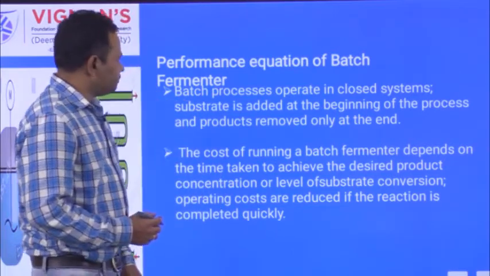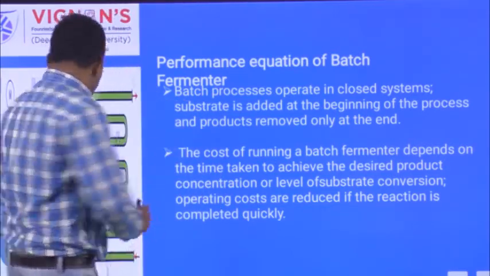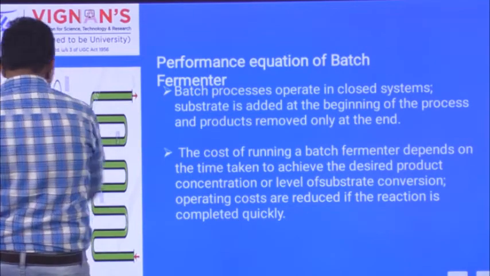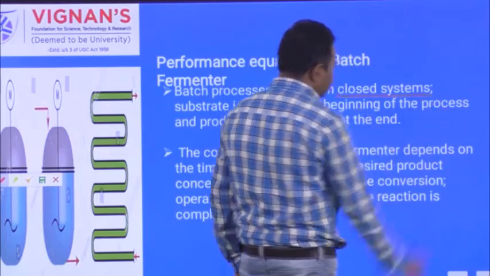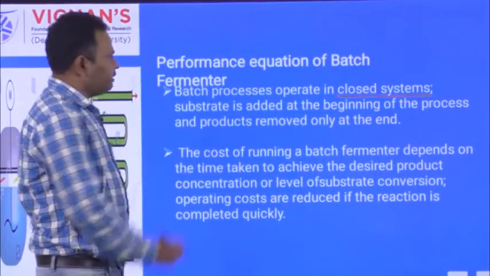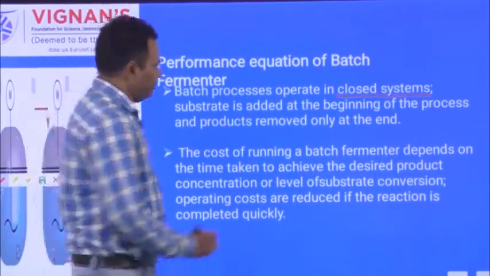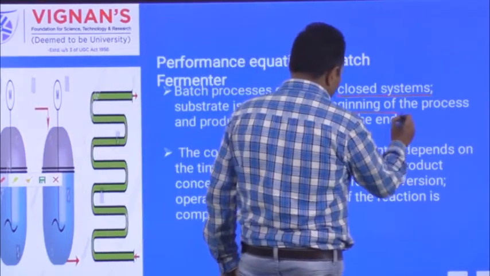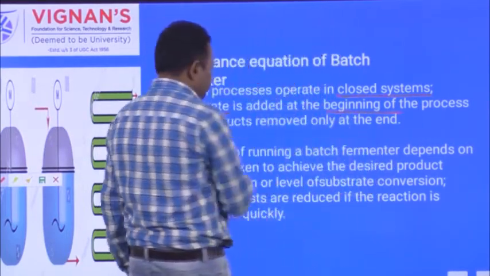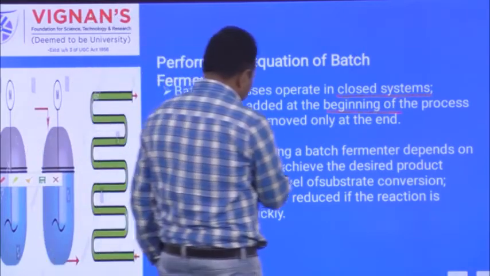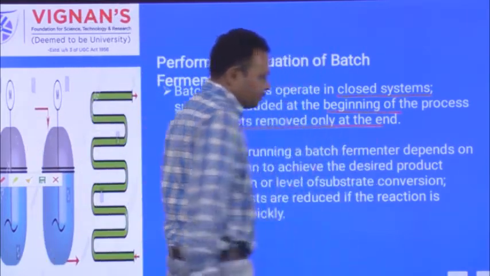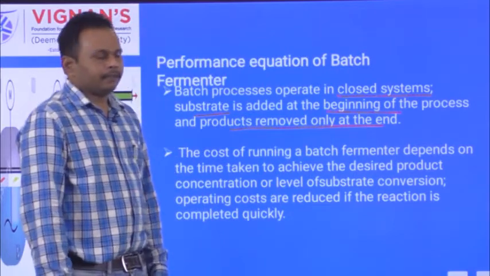And also here, the batch fermenter operates in a closed system in which the volume of the reaction mixture is constant and the substrate is added at the beginning of the process. Before the start of the biological reaction, we add the substrate and product is removed only at the end of the reaction, after the completion of the biological reaction.